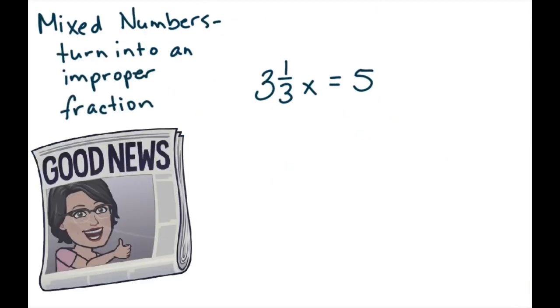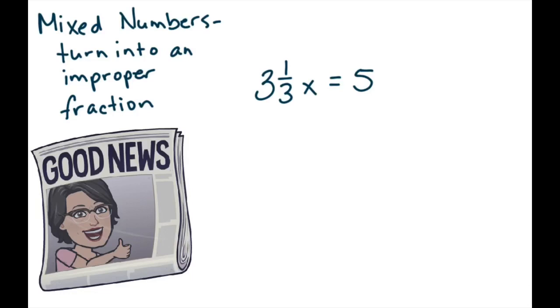So another problem. We're going to take it to the next step. We want to look at mixed numbers. And there's some good news about mixed numbers because you already know how to do this. The only difference for this one is that you have to change your mixed number to an improper fraction. Because remember, we don't multiply or divide with mixed numbers. Instead, we change them to improper fractions.